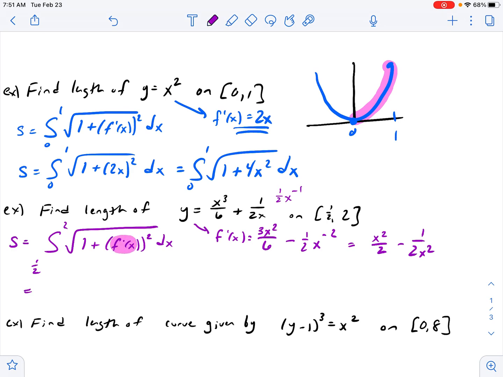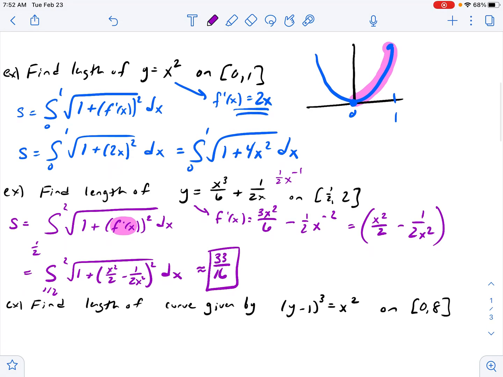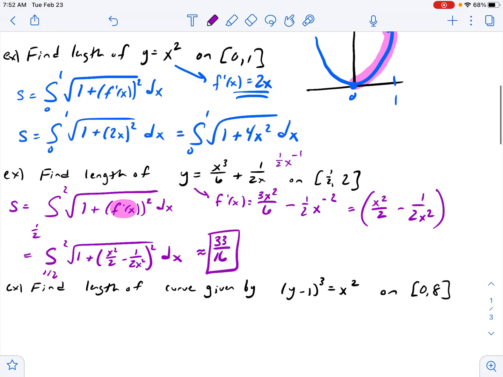So the arc length will be the integral from 1/2 to 2 of the radical of 1 plus this whole thing squared. And that will give you your arc length. If you're interested and you go through and punch that in, it actually comes out pretty nice: 33 over 16. If you want to practice punching it in, you can do that, and if you need help, reach out to me. We can go through that together. And one more of these arc length problems, and then we'll take a look at surface area of revolutions.